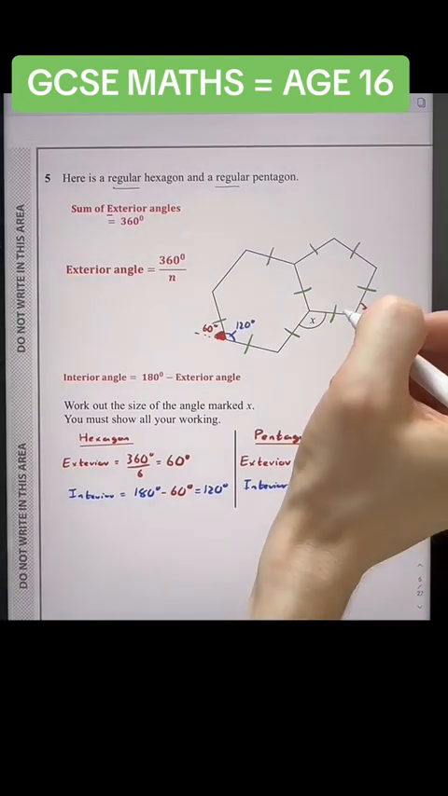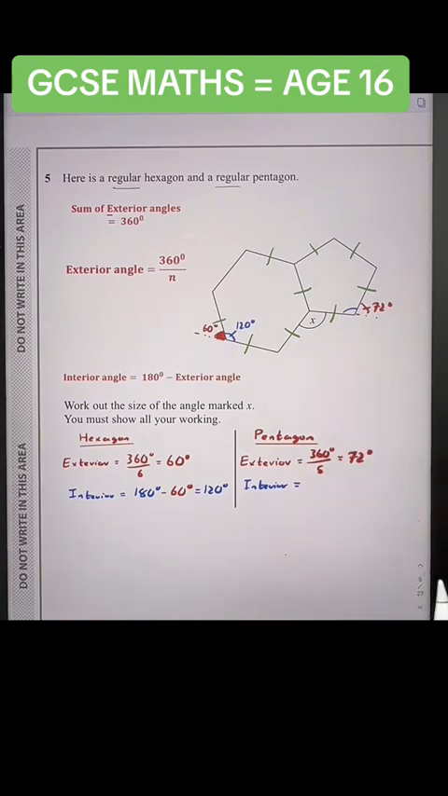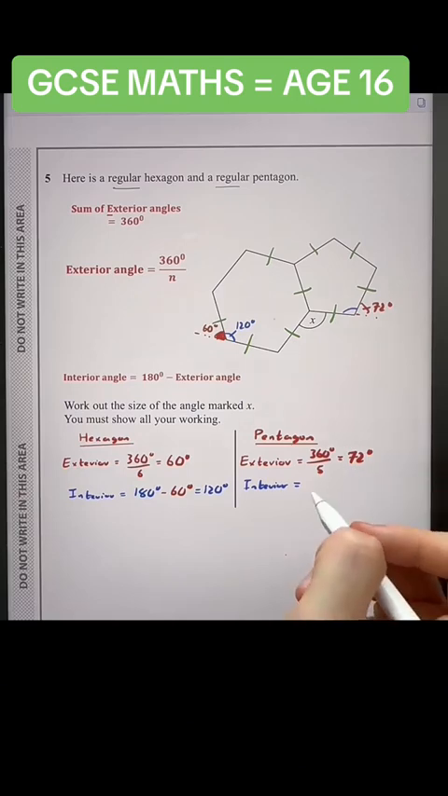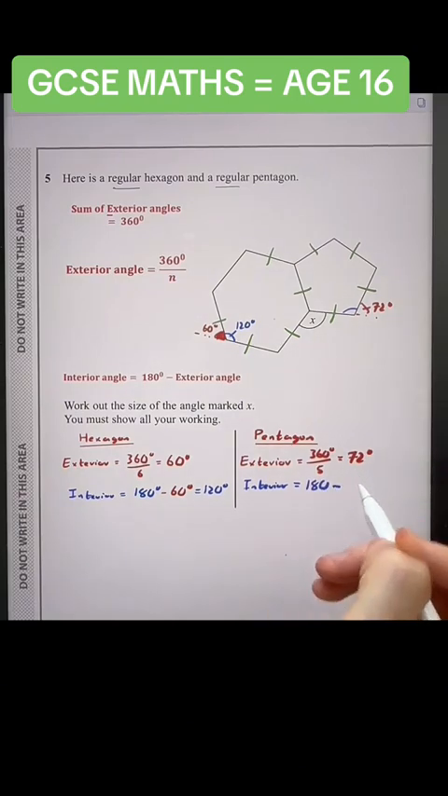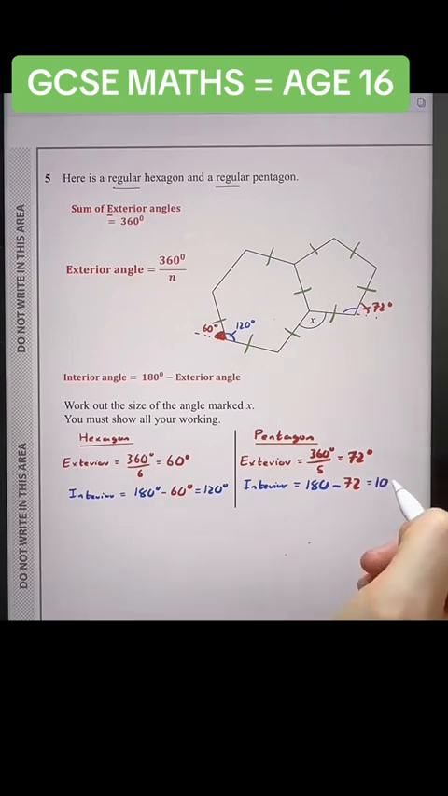To work out the interior angle of my regular pentagon, I know one interior plus one exterior always make a straight line, i.e. 180 degrees. As I know my exterior angle is 72, therefore I can just do 180 degrees subtract my exterior angle, which is 72, and 180 subtract 72 gives me an interior angle of 108 degrees.